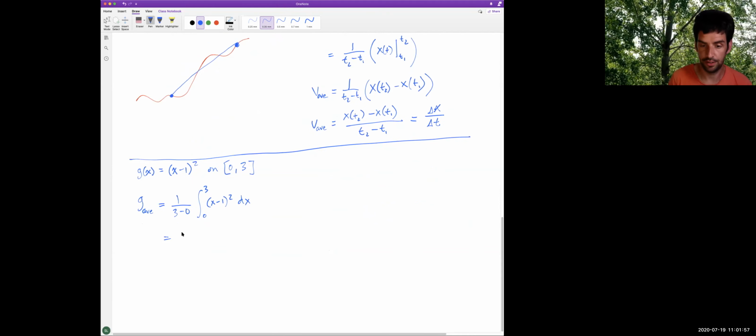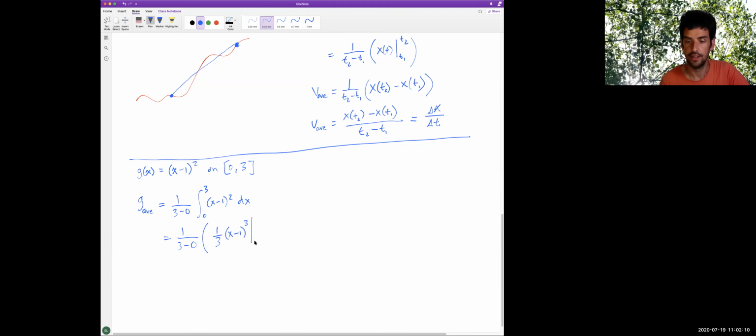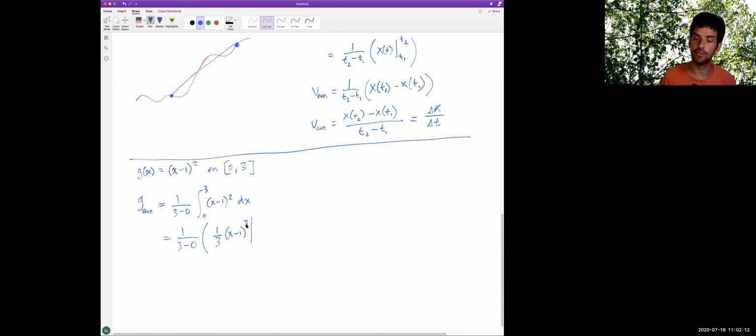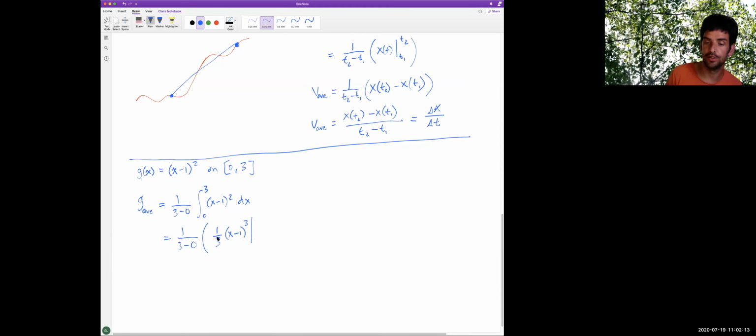You can use a u sub on that, if you need to. You might see that this is certainly the antiderivative. The 3 comes down, cancels with the 1/3, leaving us squared behind. And we evaluate from 0 to 3.